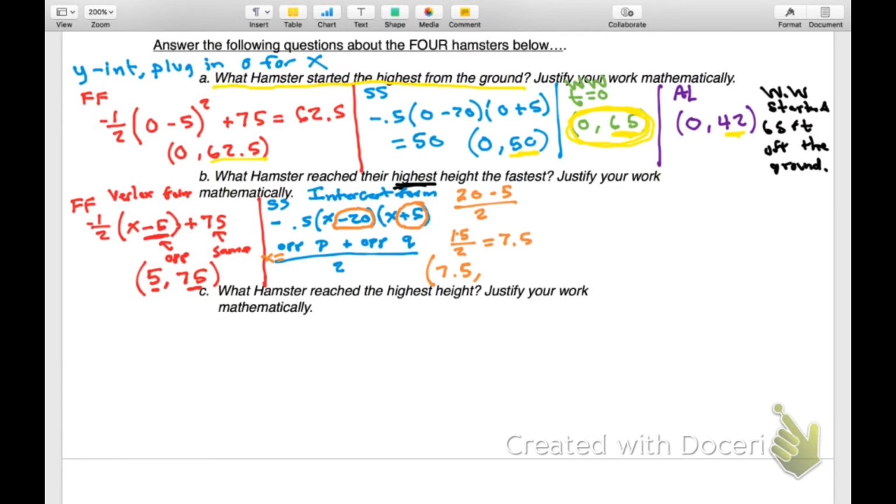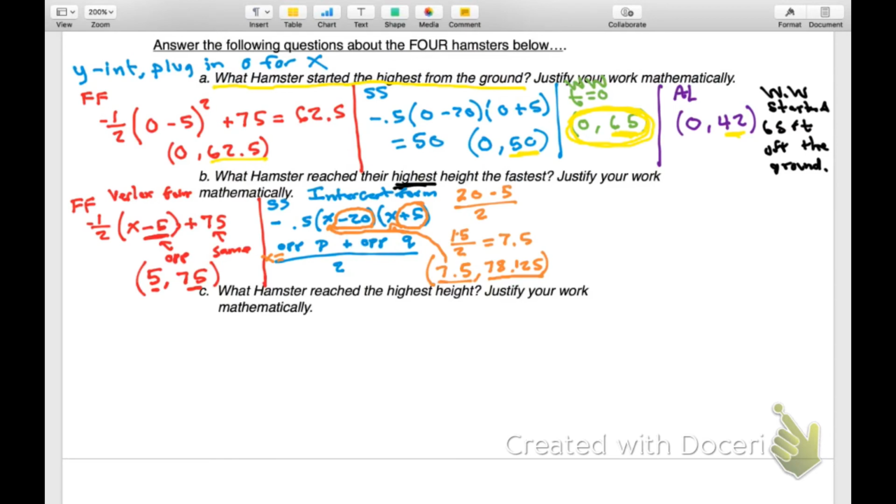Now, we got to find the y to find the maximum height, and we got to plug the 7.5 into this equation. So we're going to plug in 7.5 for x there, and for x there. Okay, so I'm going to go ahead and grab my calculator and do the math. Gives me 78.125. So again, after 7.5 seconds, the Squeaking Scorcher is at 78.125 feet at its maximum up in the air.